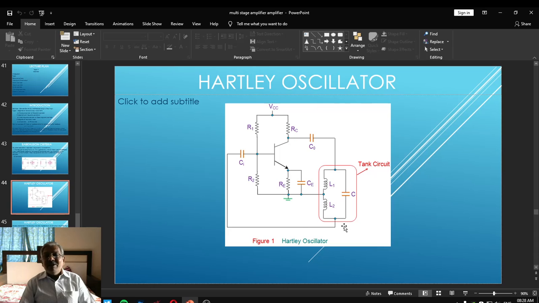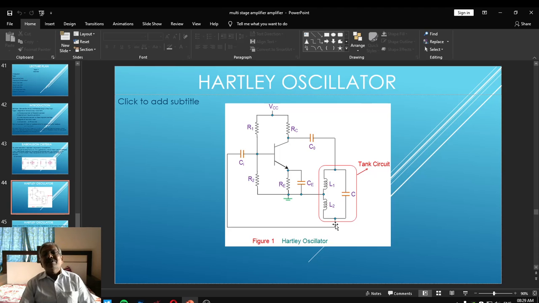And we know that a positive feedback path is there, which is applied from the output of the tank circuit and given back to the input of the amplifier. This is what we can call the feedback path. This one condition of the Barkhausen criteria is automatically satisfied here.